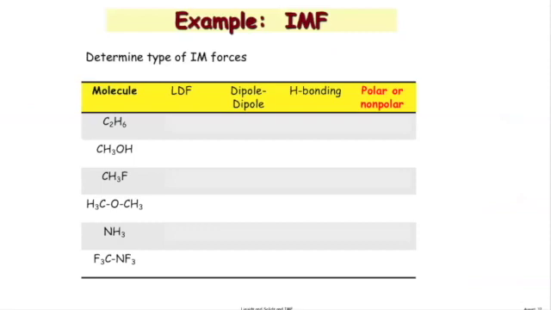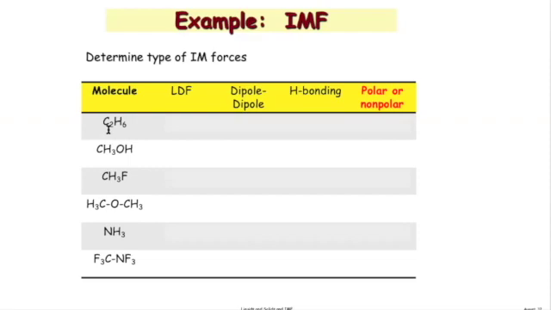So the question you will see is the following. Of these chemicals, which of these have London dispersion force? Which of these have dipole-dipole? Which of these have hydrogen bonding? And which of these are polar or non-polar chemicals? Let me walk you through this, and I'll end with that.